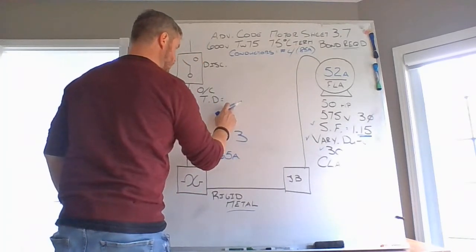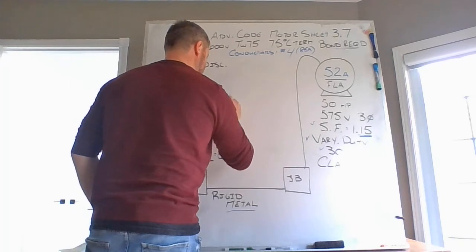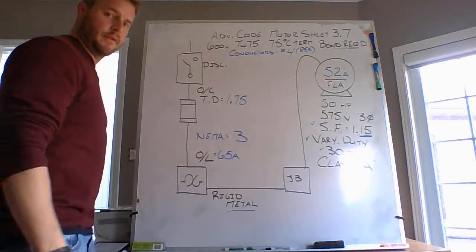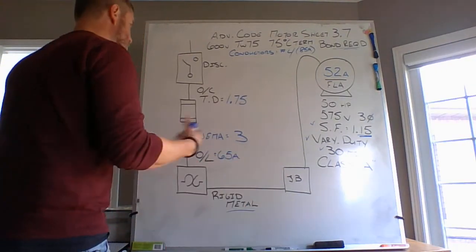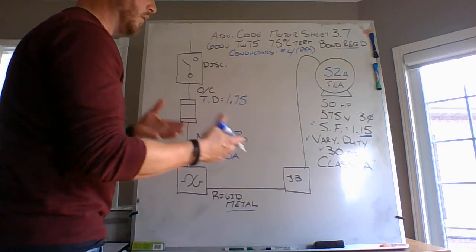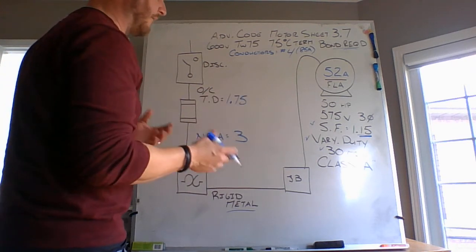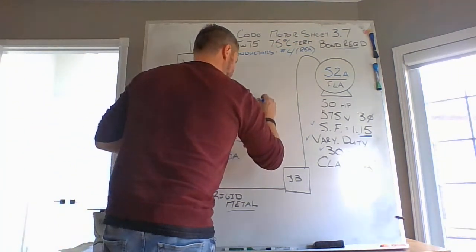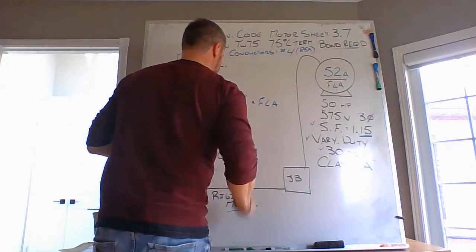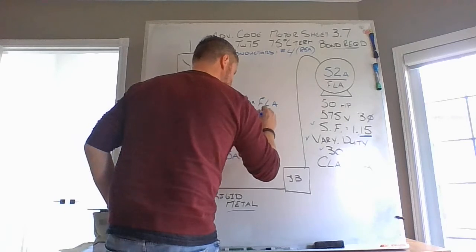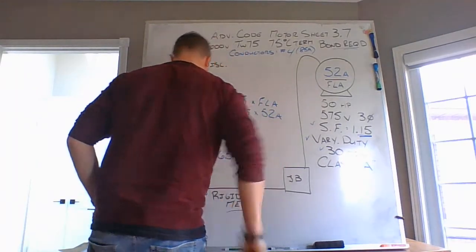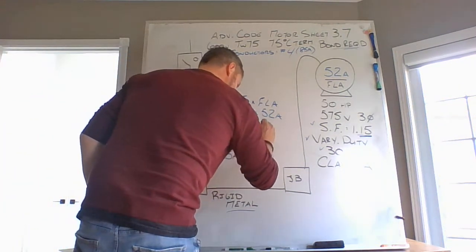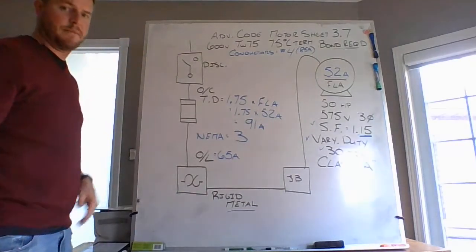Now for a time delay fuse, my multiplier becomes 175%, or 1.75 as a multiplier to figure out what size of overcurrent device I'm going to install for this 52 amp, 50 horse, 575 volt three-phase motor. 1.75 becomes my multiplier. Multiply that by my FLA, 1.75 times 52. At that point in time, you should come up to about 91 amps. 91 amps for that installation.